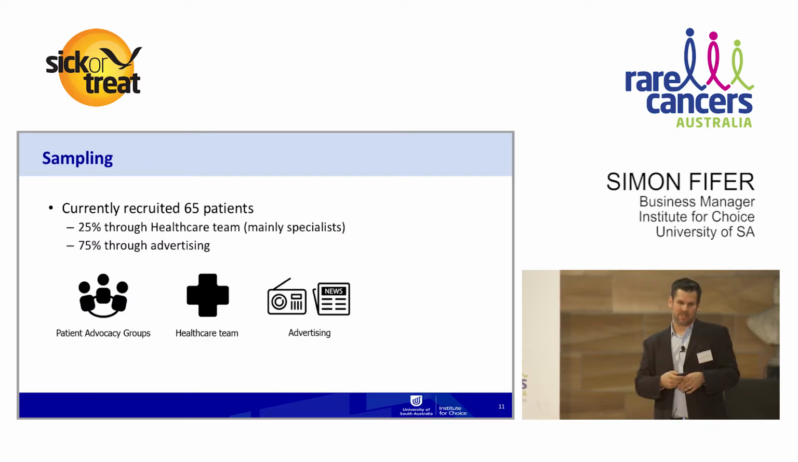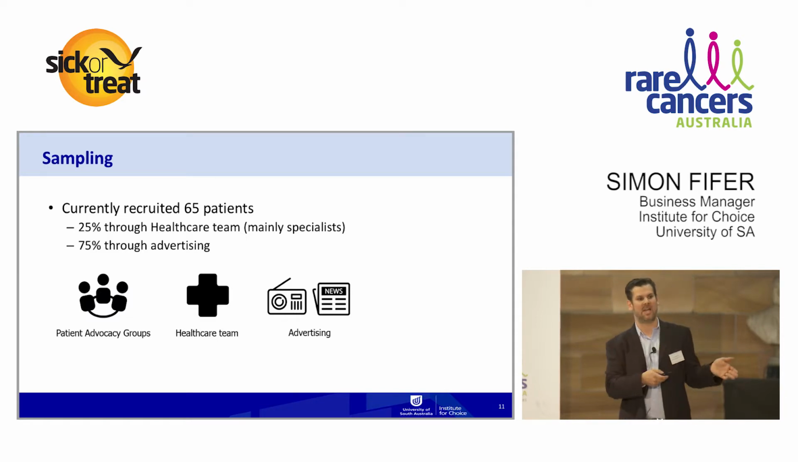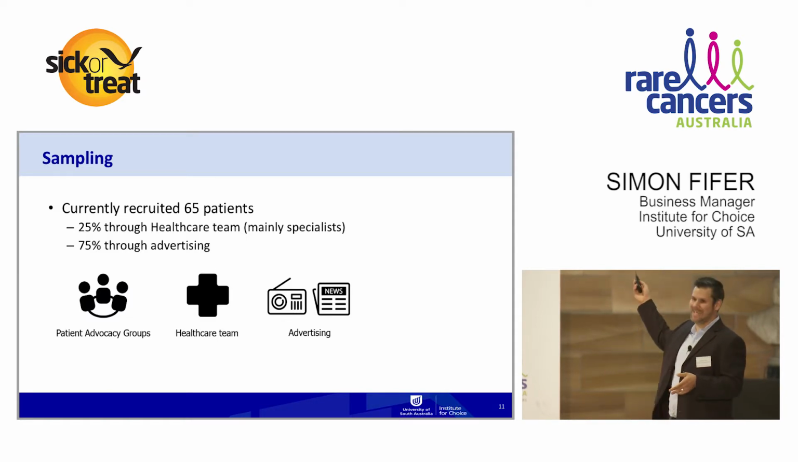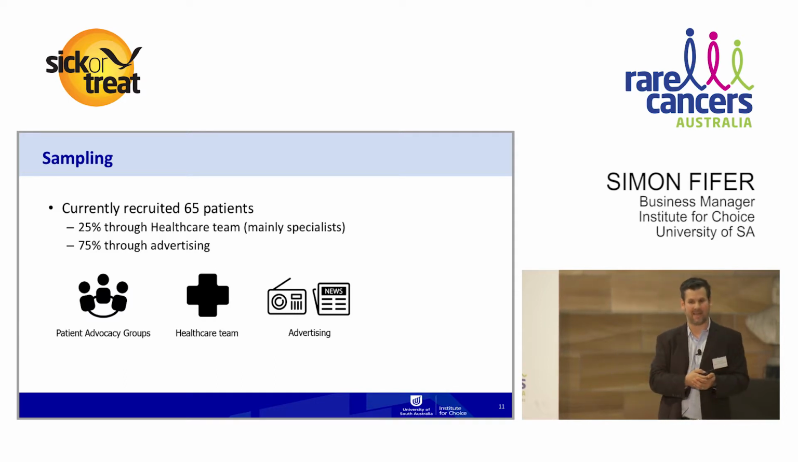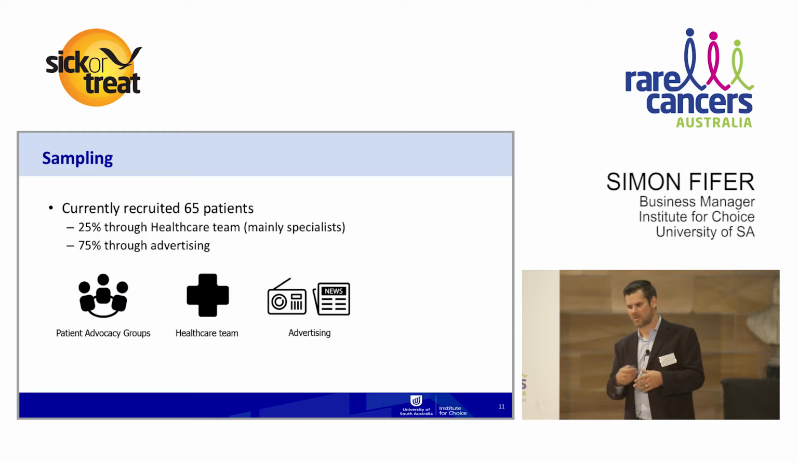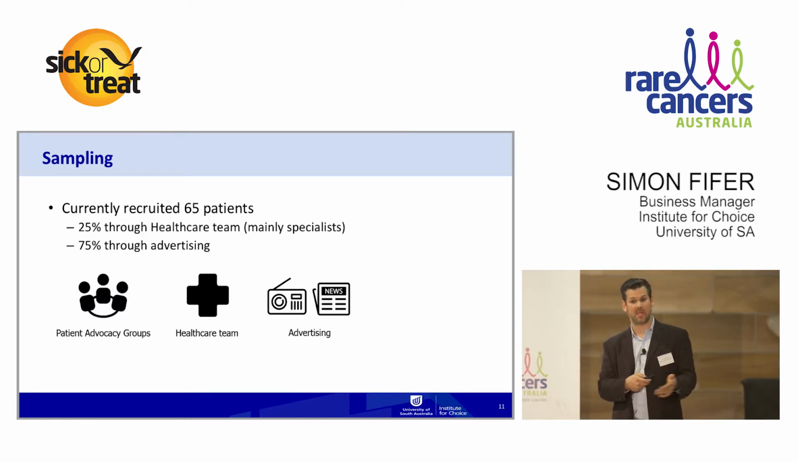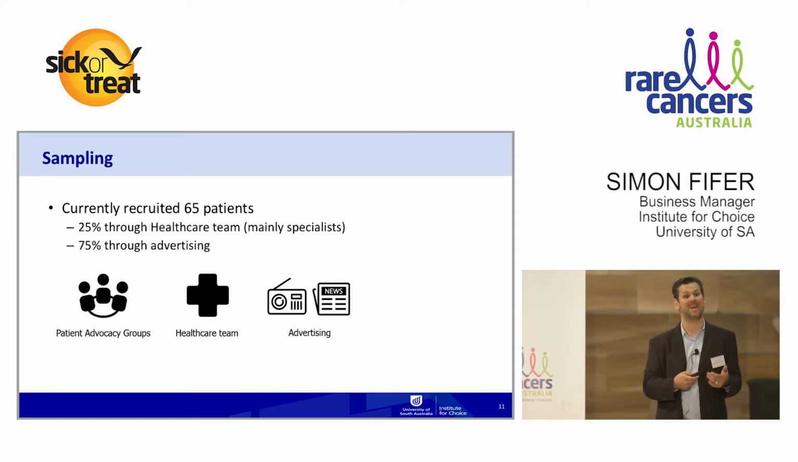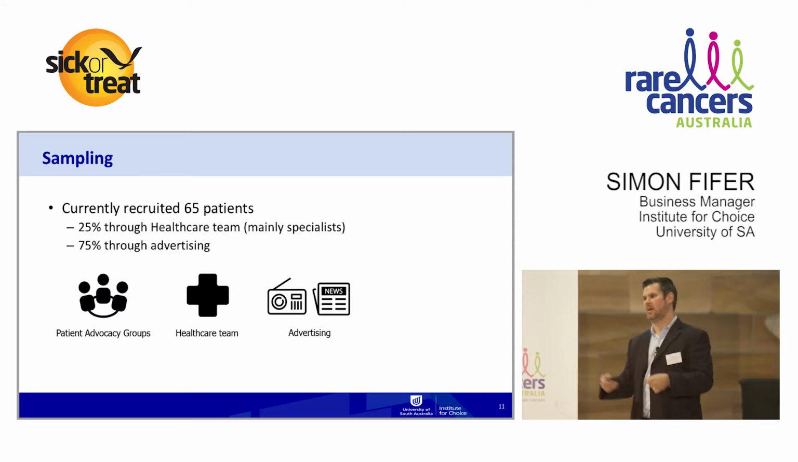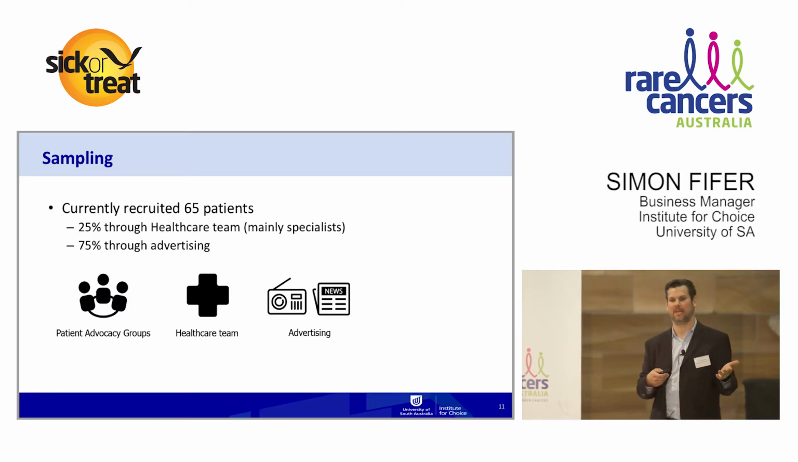Sampling with the patients. So with this particular case study, we used various means. So working with patient advocacy groups, healthcare team, and through advertising. We got some patients through the advocacy groups as well and through the healthcare team, but advertising was quite successful here. That was going through radio ads through 2GB, and various other media where we thought we might be able to access the type of patients that might have CLL. And they would then contact a recruitment agency that we were working with to express interest in participating.